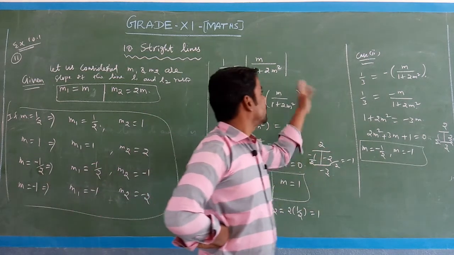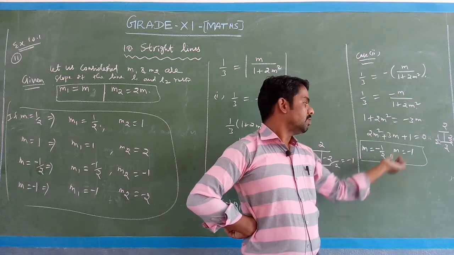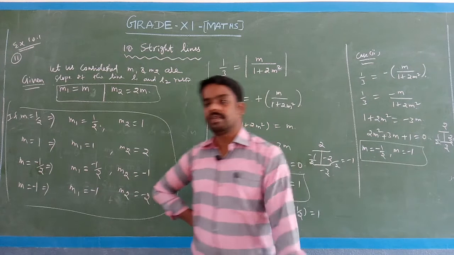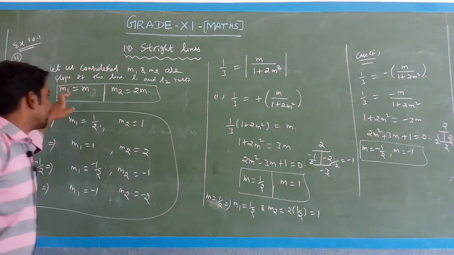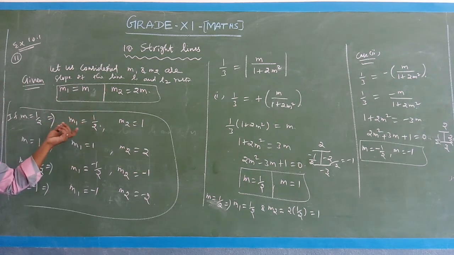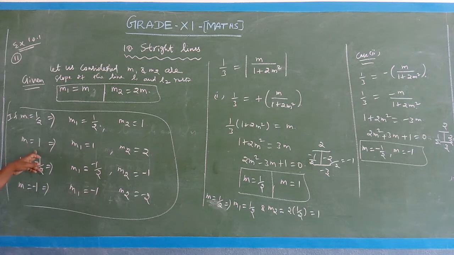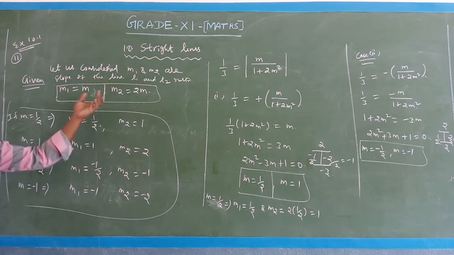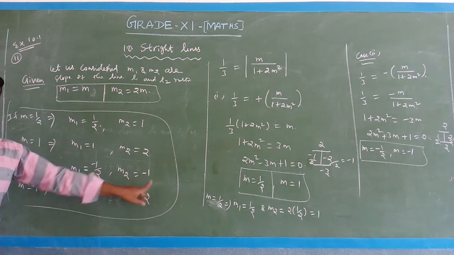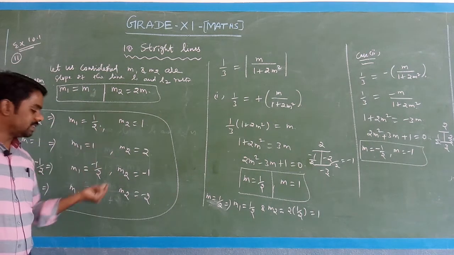And in the second case, this value is taken negative: minus of m by 1 plus 2m square. We have the m values minus 1 by 2 and minus 1. So substitute these m values into m1 and m2. The slopes of the lines L1 and L2: if m equal to 1 by 2, then the slopes of the two lines are 1 by 2 and 1. And if m equal to 1, the slopes of the two lines are 1, 2. If m equal to minus 1 by 2, the required answer is minus 1 by 2 comma minus 1. Or if m equal to minus 1, the slopes of the two lines are minus 1 and minus 2.